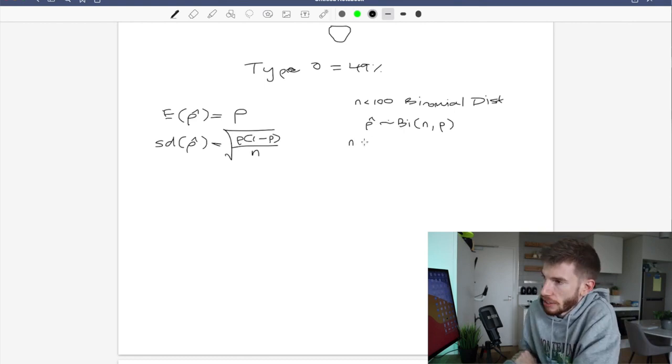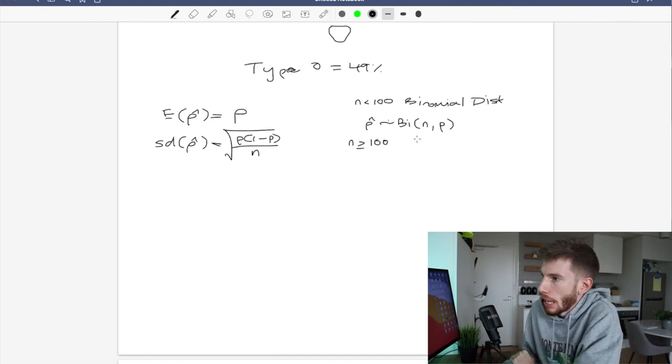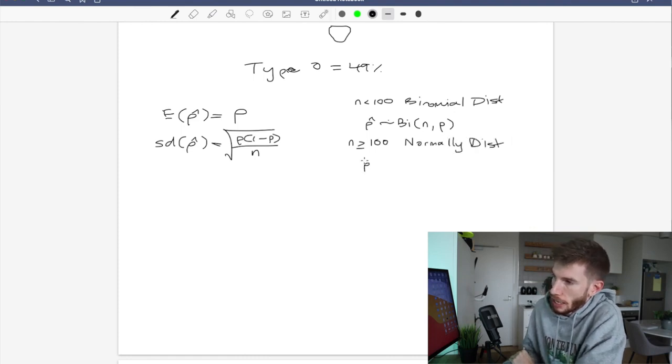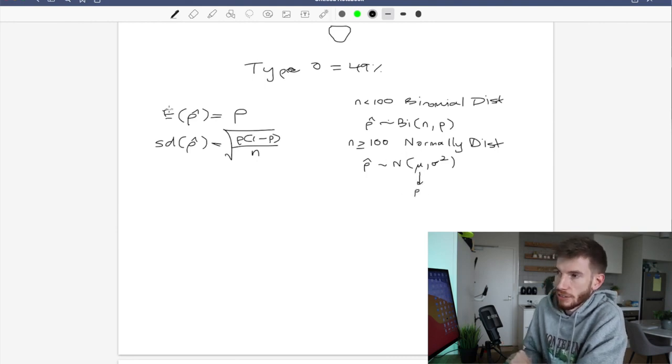If, however, the sample size is greater than or equal to 100, and some people argue over what that limit is, 100 seems to work quite well, then we assume that now it's going to be so large that it's effectively normally distributed at this point. And so now we're going to say that p hat is approximately normally distributed with a mean value and a standard deviation, or really a variance we're supposed to say. And the mean is going to be p, because that's the expected value.